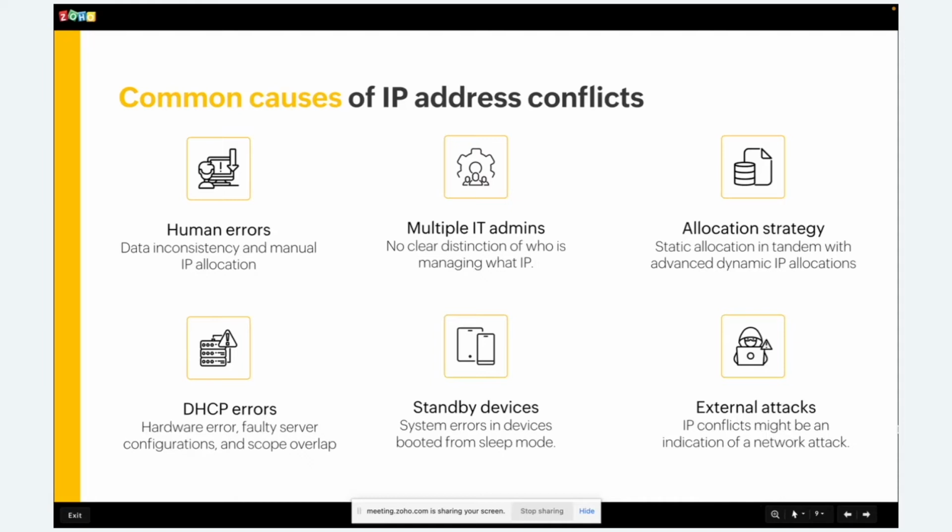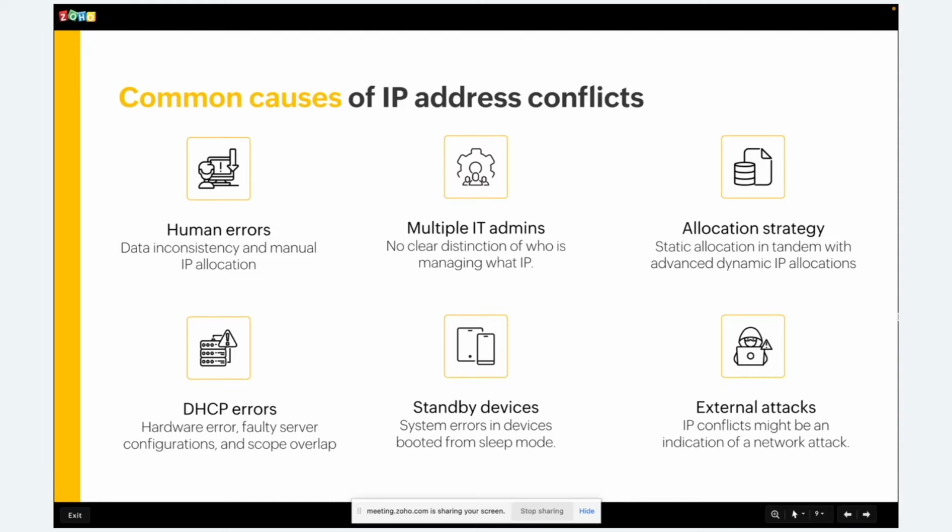The next common cause is standby devices. This has to do with the end devices in our network, and is somewhat related to a system error within the devices. For example, let's say we have a device A, which has been using IPX. For some time it uses IPX and then it goes to a standby or sleep mode, for such a long period that our network assumes the IP is no longer in use. So it takes that IP and allocates it to a different device, say device B. Device B is now currently using that IP.